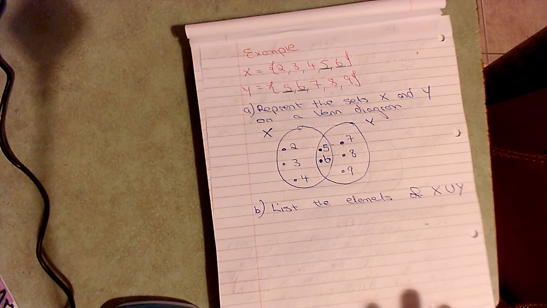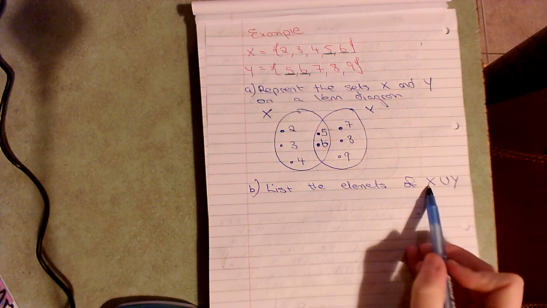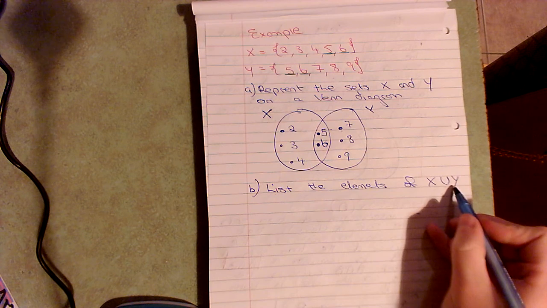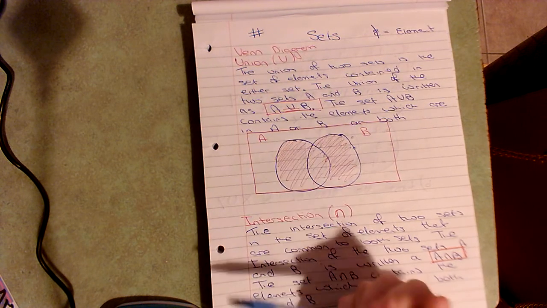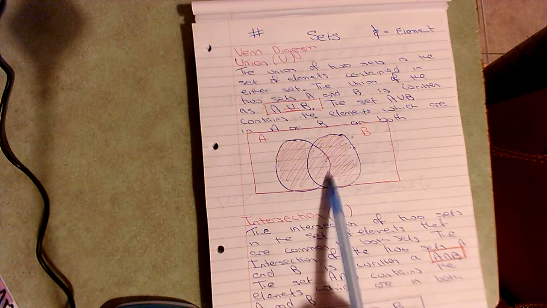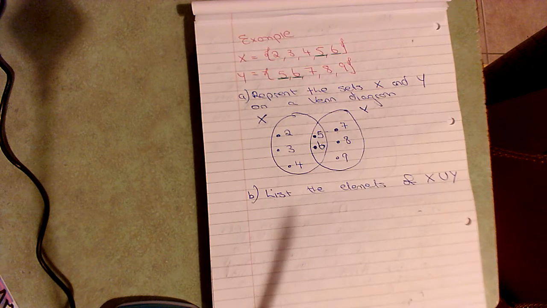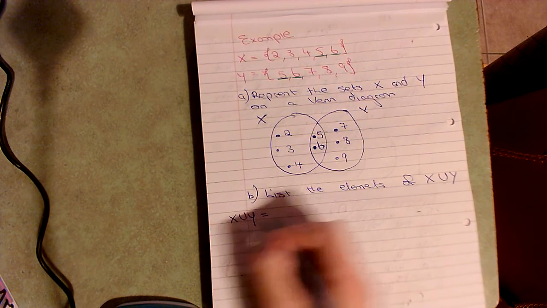So the next part of this, it asks me to list the elements of x, right? So this symbol, we've just learned it now, union y, okay? So if we look back here, my x union, okay, so this is A union B. Now we have x union y. So basically my union is everything in the two circles, okay? So it's everything all included. So I'm going to turn over here. Right, so I need to list the elements of x union y. So what I'm going to do is x union y is equal to.